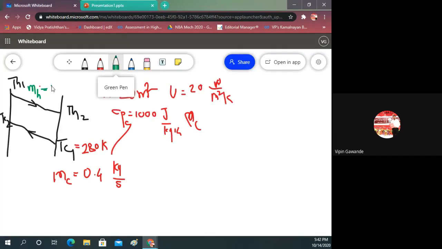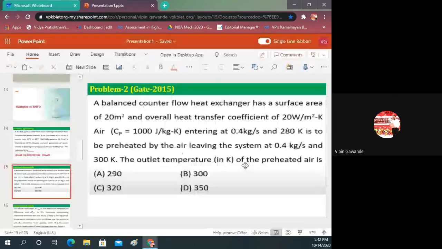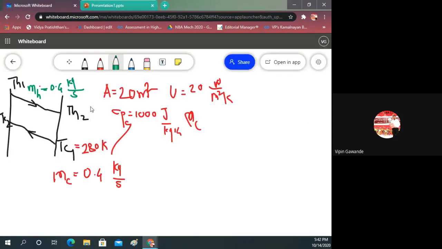So for the hot air, it is given 0.4 kg per second, and 300 Kelvin. What is the temperature? It is the air leaving the system, so this is 300 Kelvin, that is TH2. This is very important.